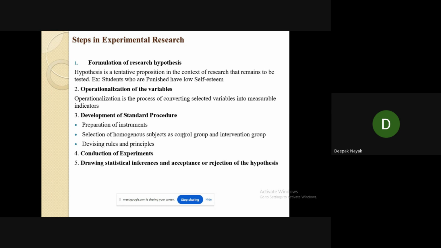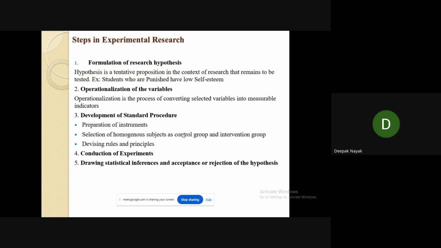Development of standard procedure and selection of homogeneous subjects as control group, as I have already said, and an intervention group. You have to go through a rigorous process to select a particular group for the purpose of your study. You cannot just go around and select people for your study without consideration of their socioeconomic background, their educational background, and other criteria as required for your study.